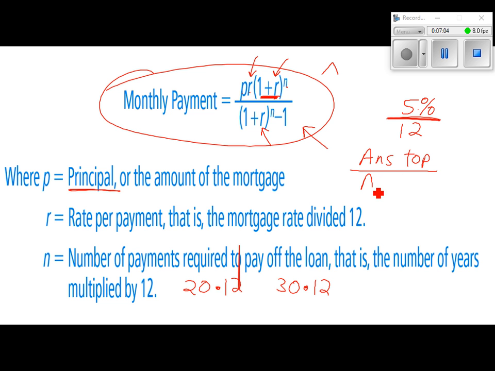write down whatever answer you get on bottom, and then divide the two. And that'll give you your monthly payment. And you should be able to tell if your answer makes sense or not as you're doing it.